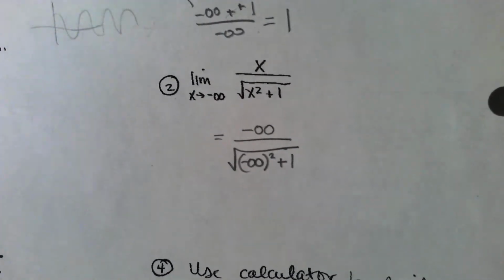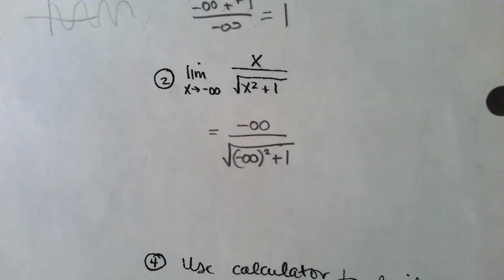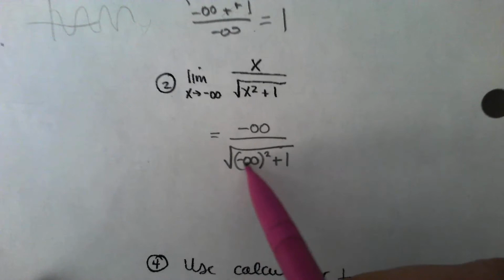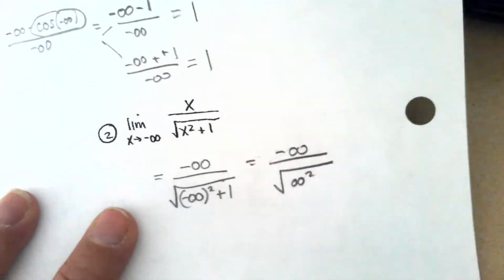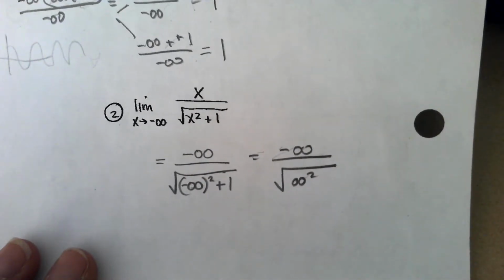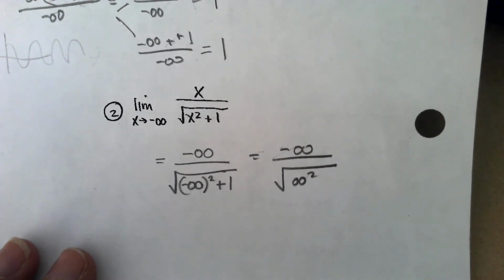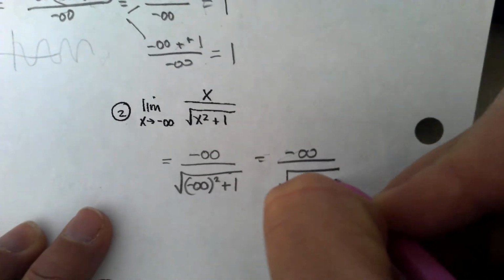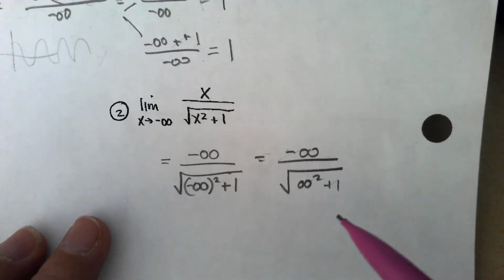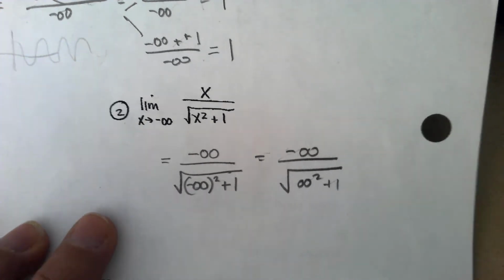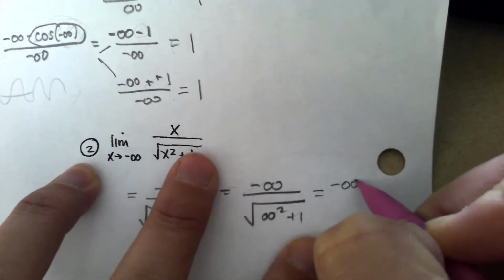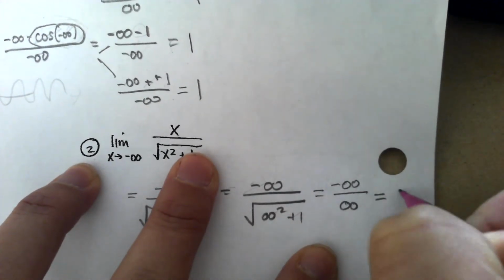The plus one, we might as well ignore. When we take negative infinity and square it, it just becomes infinity squared. Right? The negative gets squared and it becomes positive. But then when we take the square root of it, it's just infinity. The square root of infinity squared is just infinity. And negative infinity over infinity is 1.